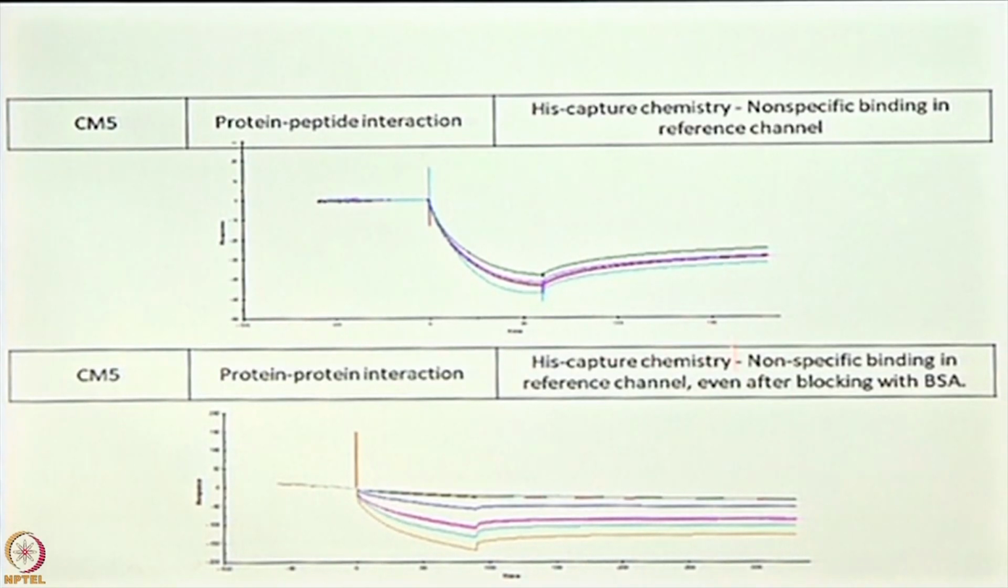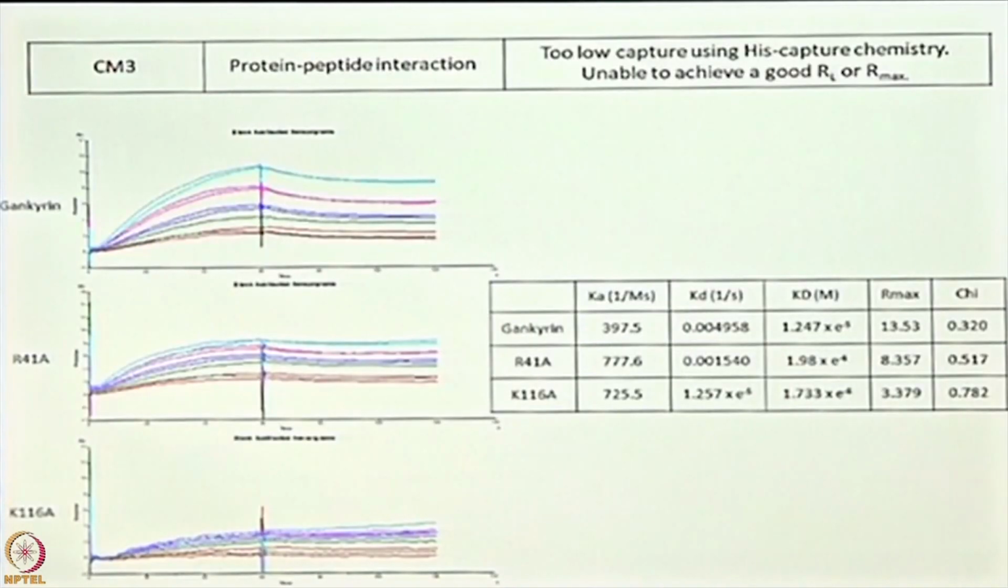In all the cases, what we found is that there is a non-specific binding to the reference cell. So once you subtract, you don't get any interaction. And non-specific again in the reference cell even after blocking with the BSA, and we have not been able to successfully get the CM5 working. Then we went to CM3, one of the suggestions, because what is the difference between a CM5 and the CM3 dextran chips?